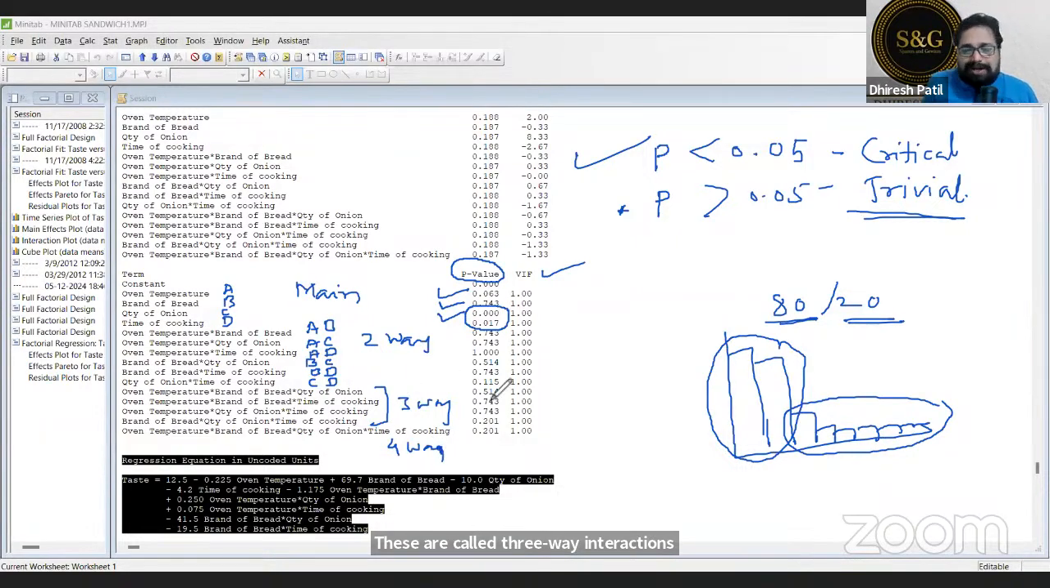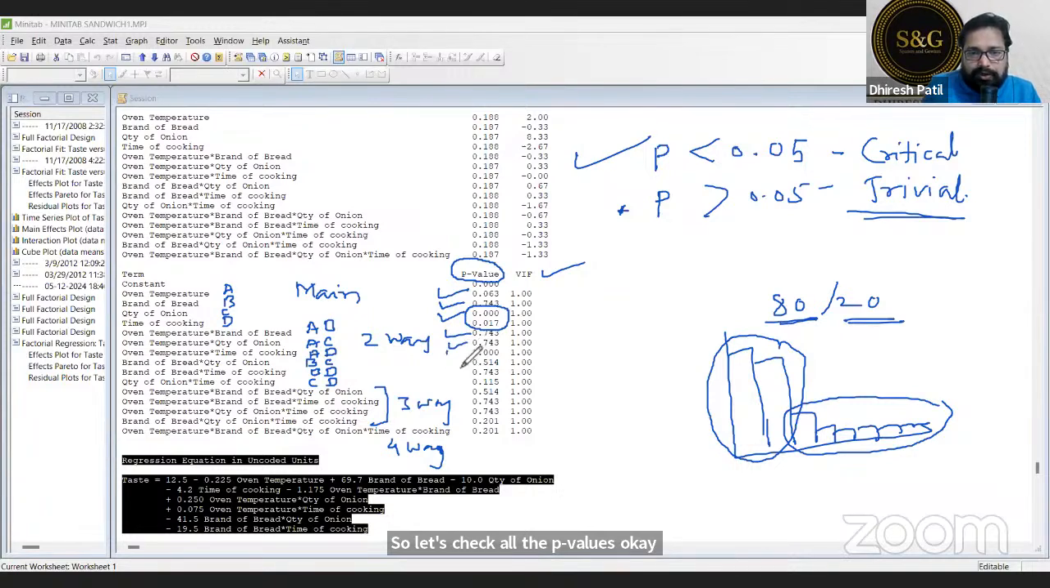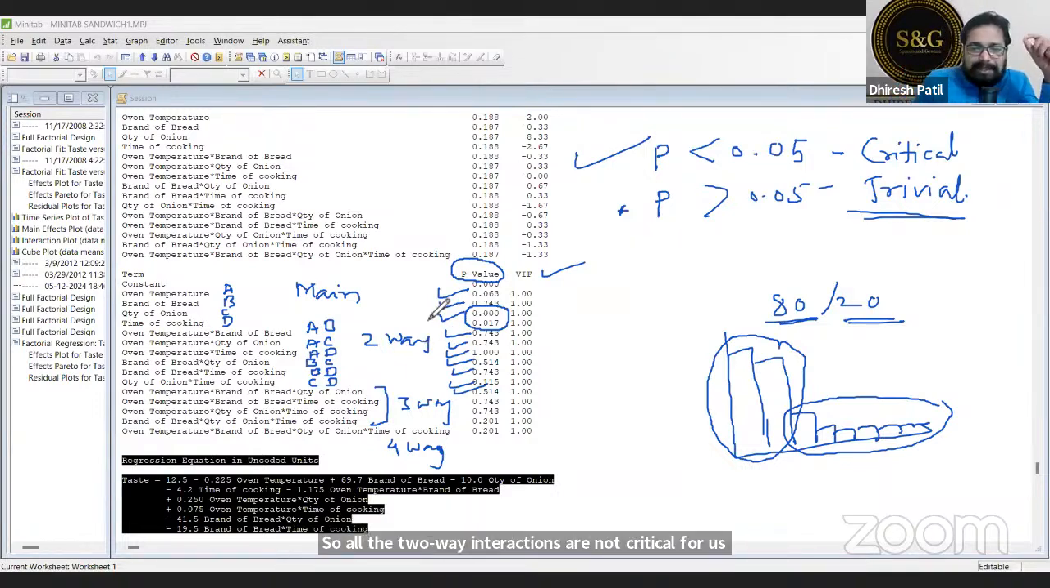Okay. For us, three-way and four-way are not making much sense, but we need to check the two-way interactions. Is there any two-way interaction that is important? Okay. So let's check all the p-values. Here it is not critical, not critical, not critical, not critical, not critical, not critical, not critical. So all the two-way interactions are not critical for us. And even the remaining three-way and four-way are also not critical. All of them have a p-value greater than 0.05. Clear, everybody?